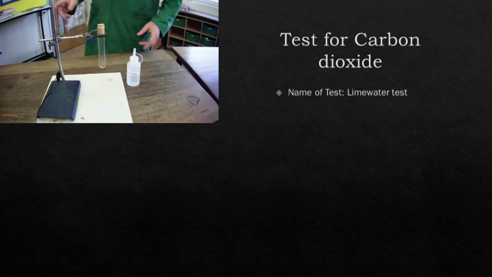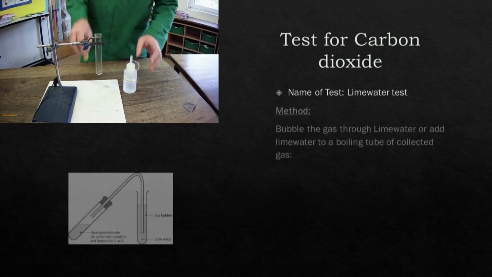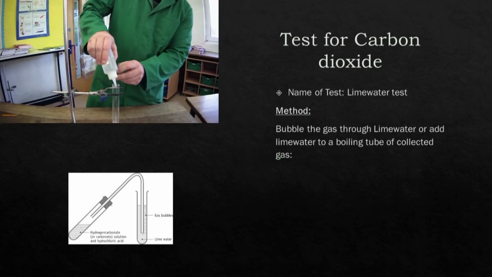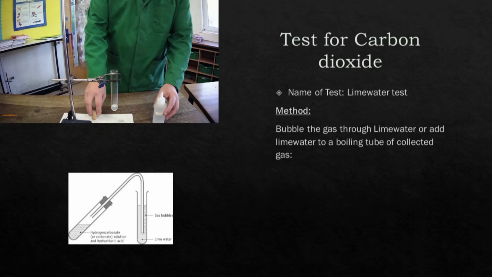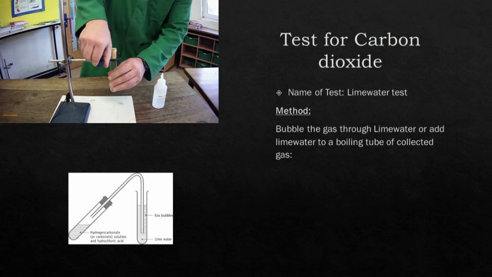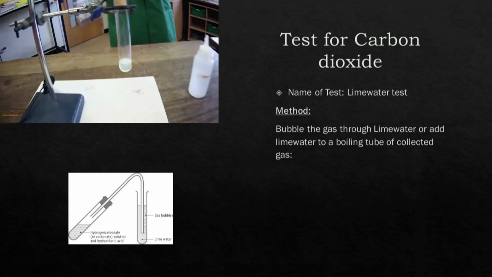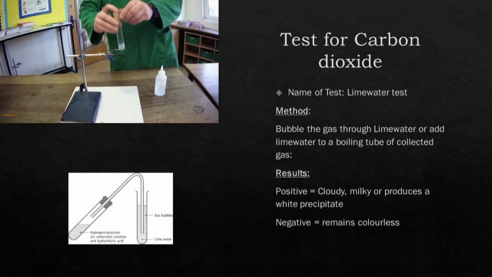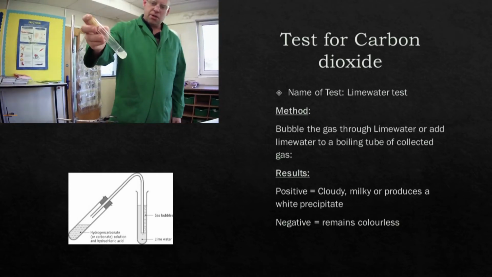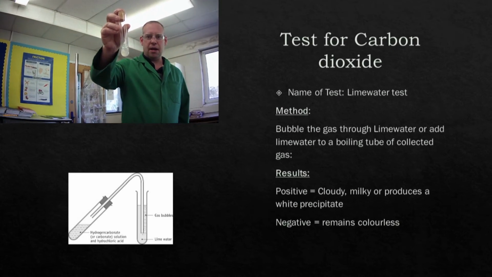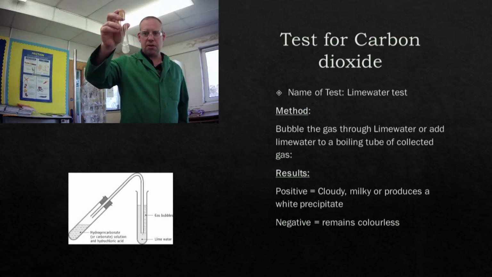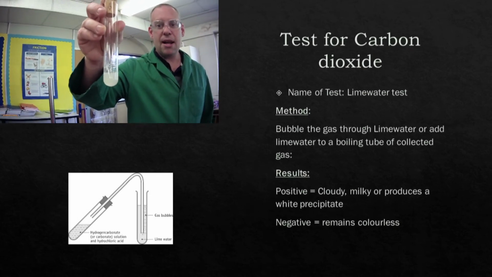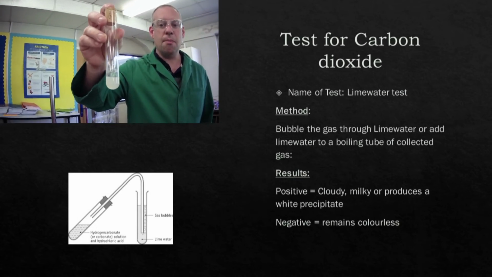In order to do this test, we're going to take the bung off, take the lime water, and squeeze a little bit of this in. Now I'm going to put the bung back on, and you can see at the bottom it's gone a cloudy colour. We call it a white precipitate, but in the exam, they're looking for the word cloudy or milky. It's actually little white particles of calcium carbonate that come out of solution and form what's called a precipitate at the bottom. So that is a positive result for the lime water test. It goes cloudy.